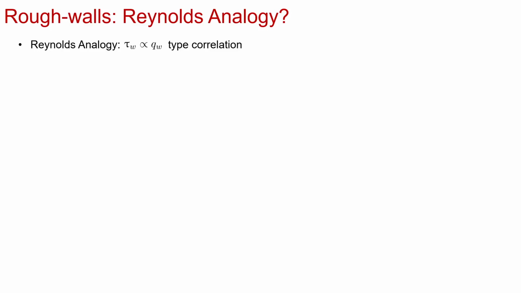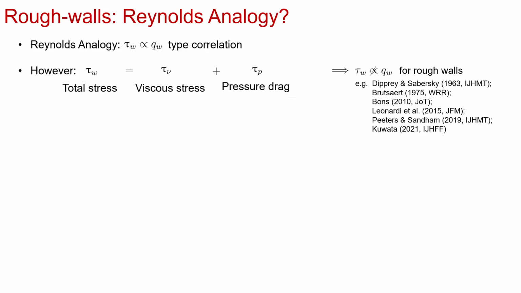And so conventionally, it's been widely understood that owing to the addition of pressure drag, this causes a breakdown of Reynolds analogy such that the wall shear stress and heat flux are no longer correlated. And this has been a widely accepted conclusion time and time again amongst many authors. But here, what I'll show is that we can in fact recover a Reynolds analogy type behavior locally, where instead we consider only the local viscous stress component of the wall shear stress, tau_nu.